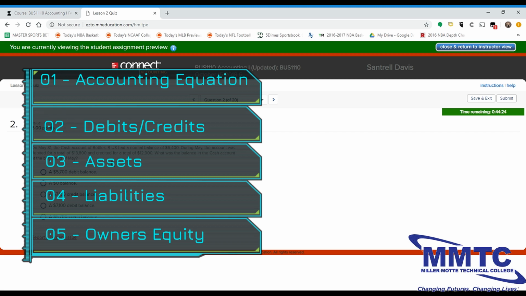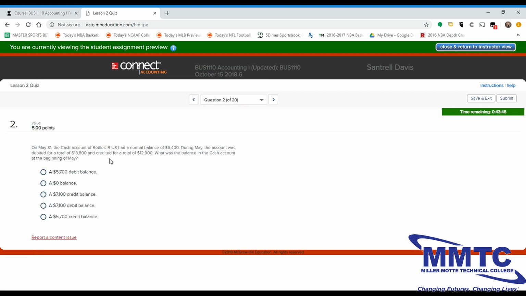So the 6,400 is the ending balance for May. They're asking us for the beginning balance for May. How do we find that? A little bit of math. We first have to find the activity within the month. Remember, in accounting, things are journalized in the month that they happen. During the month, we had 13,600 come in, 12,900 go out. Do that math for me: 13,600 minus 12,900.